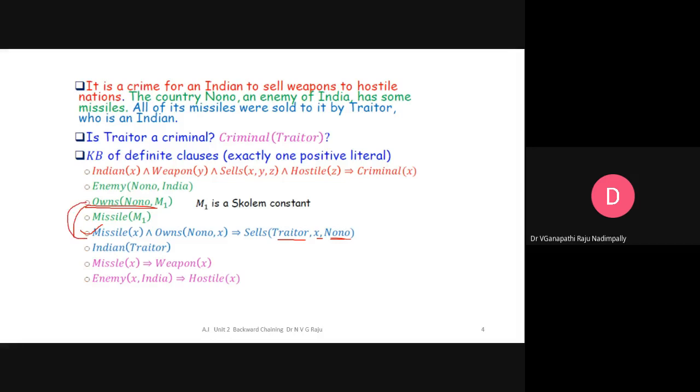Hello? And will it give us some value? Missile of X is called as weapon of X. Yes or no? If I know these three sentences, I can observe what is the value of Z. Can I go?